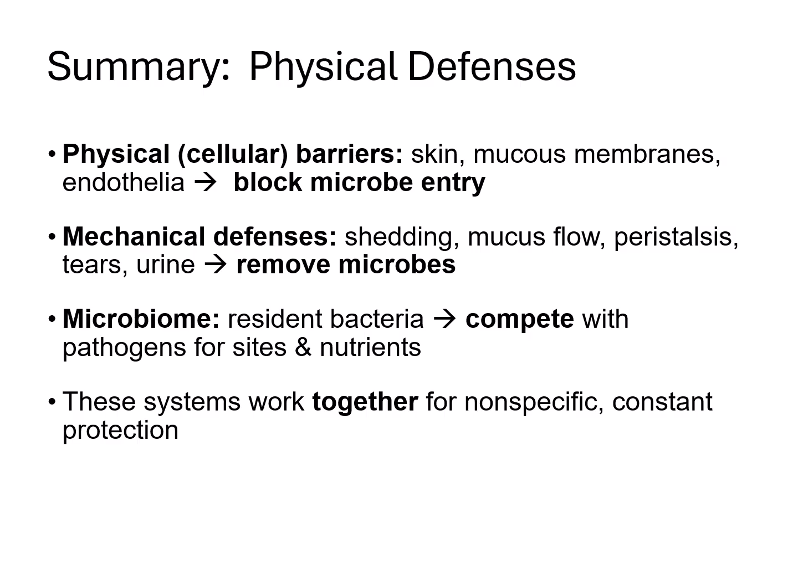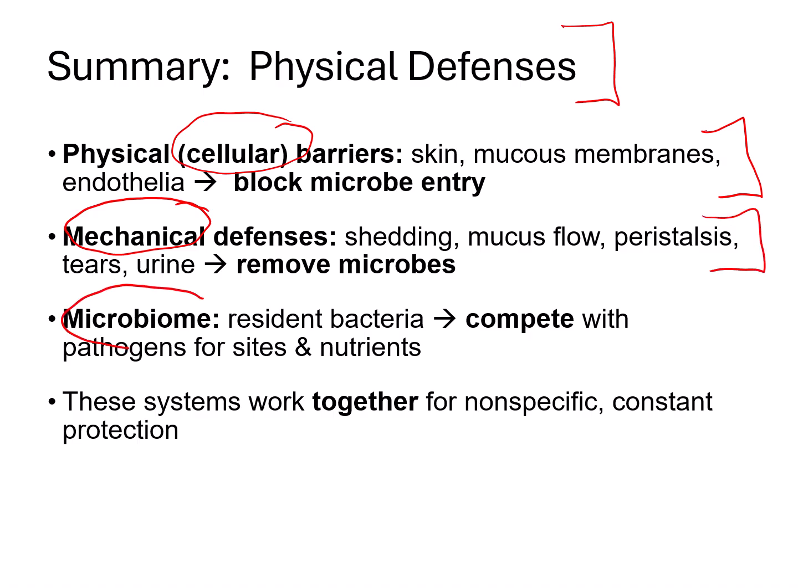All right, so our physical defenses we saw included our physical cellular barriers. These blocked pathogen entry. We had mechanical defenses that physically remove pathogens or other debris. And then we have our microbiome. These are our normal microbes that compete with pathogens for space and resources. And all 3 work together to prevent infection before it can start.